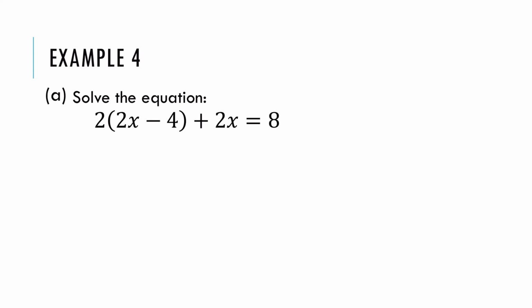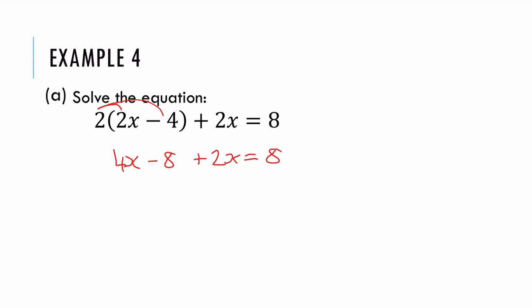Example 4, we've got quite a lot going on here, but BODMAS tells me I still want to deal with those brackets first. 2 times 2x is 4x. 2 times negative 4 is negative 8. We've still got our plus 2x. The 2 doesn't multiply that because it's not inside the bracket, equals 8.